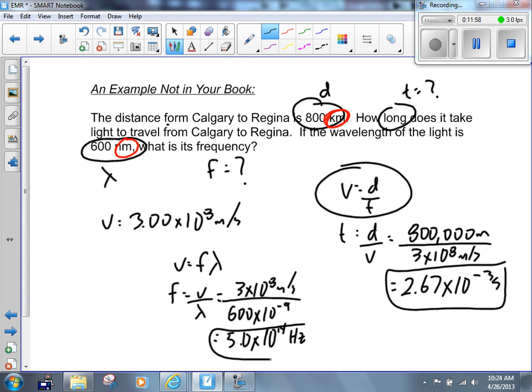You weren't asked this question, but you could be on a test or a quiz. What kind of EMR is that? It's visible light, because it falls within that range of 4 to 7.5 times 10 to the 14. That's not too bad, is it?